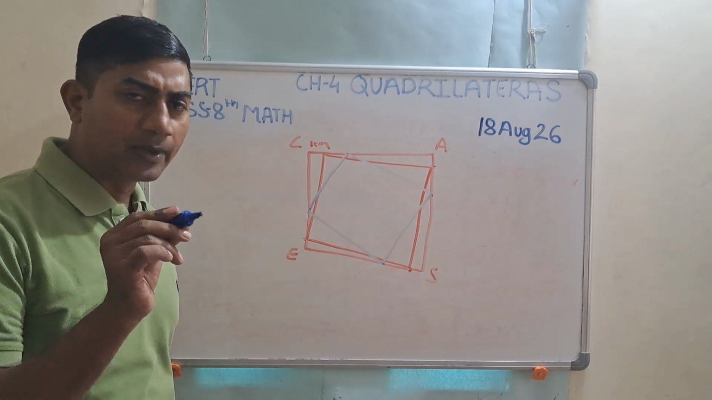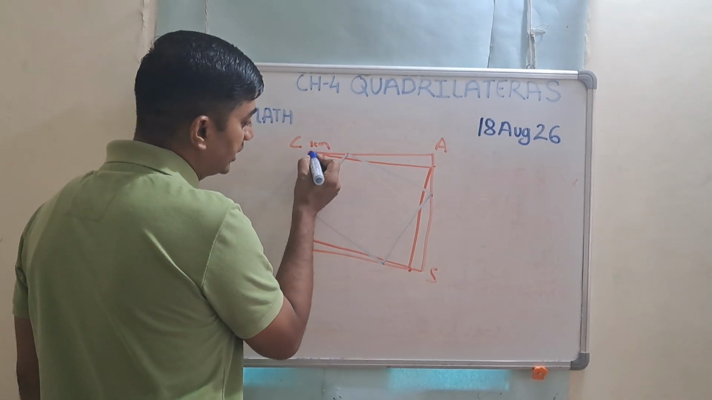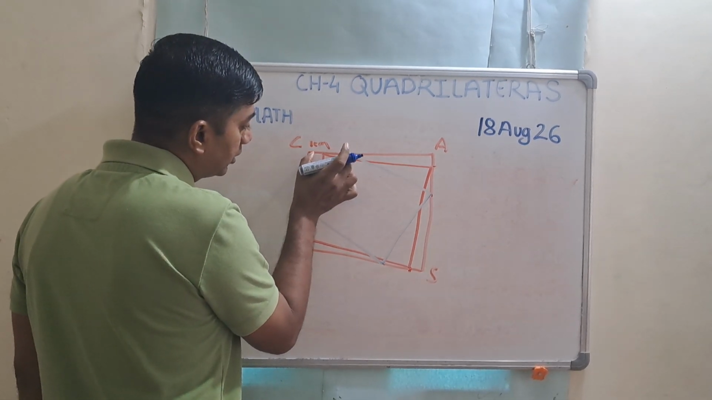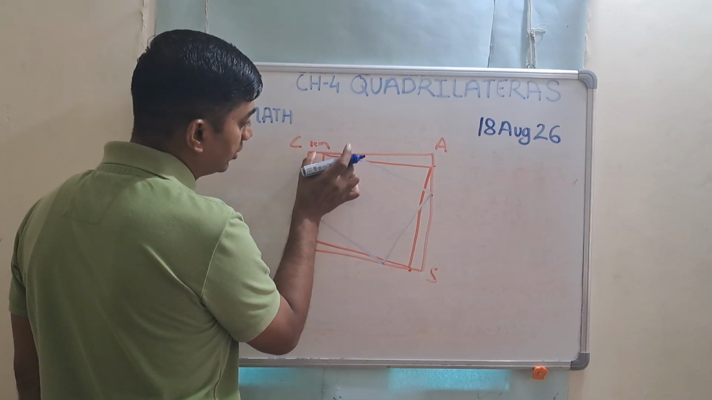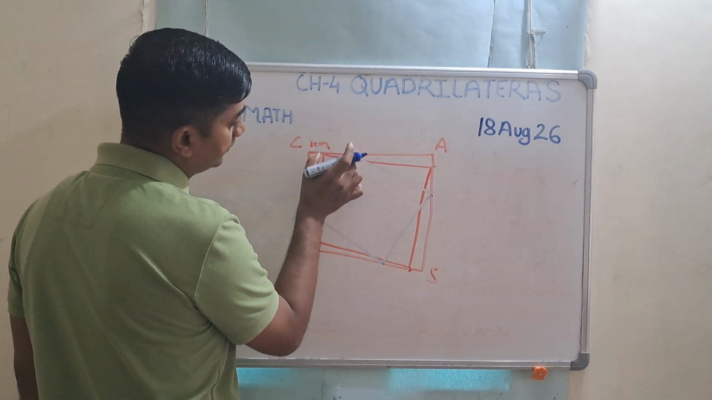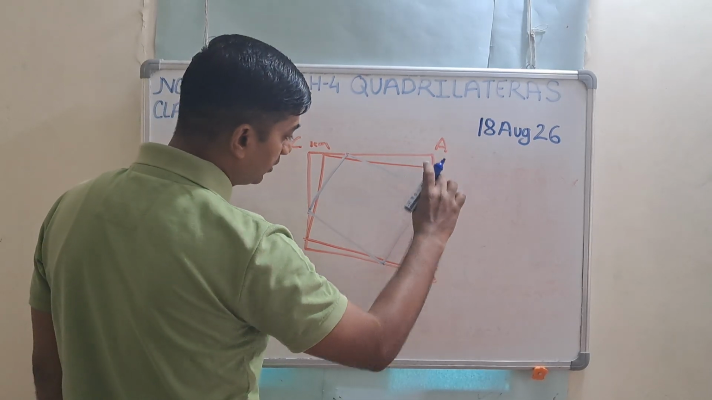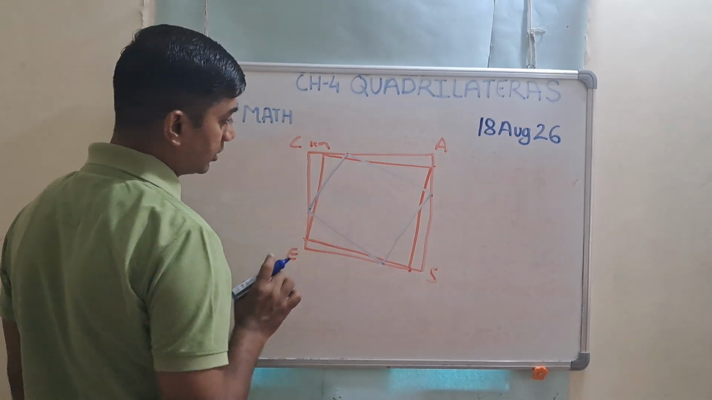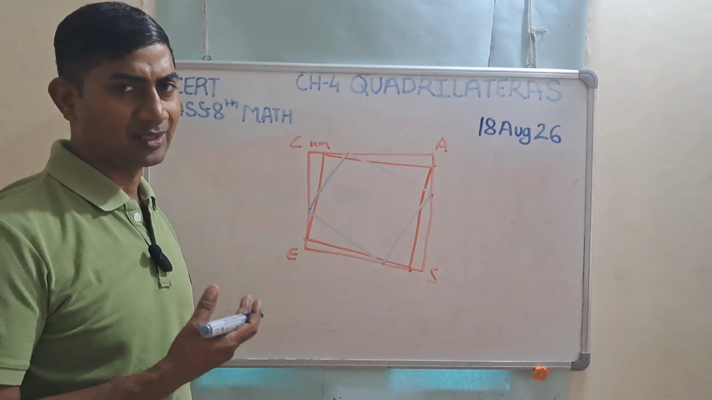What point should you keep in your mind? You should keep in mind that whatever distance you have taken from the vertices on one side of the square, the same distance you have to take on the other sides of the square. And when you join these 4 points, you will get another square inside a square.